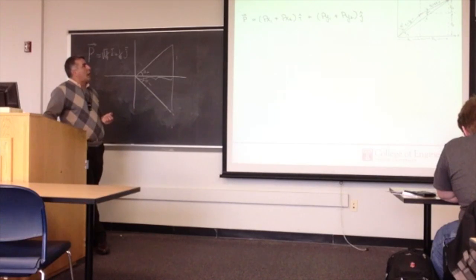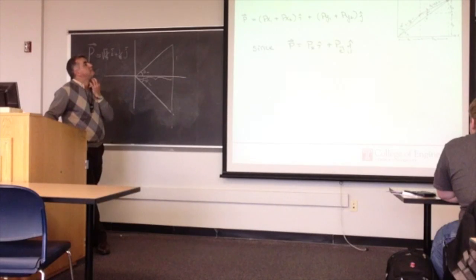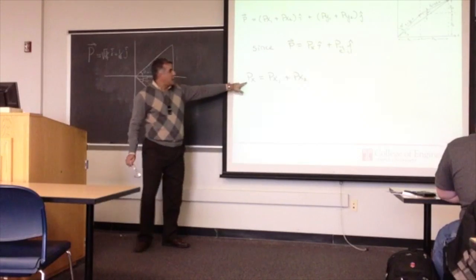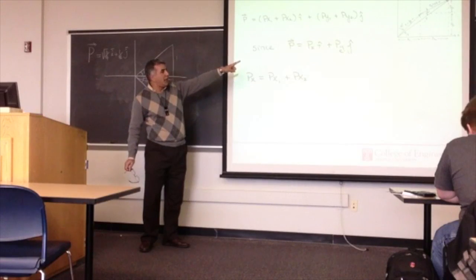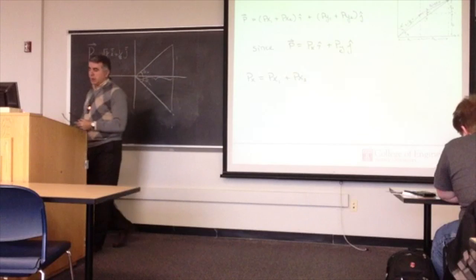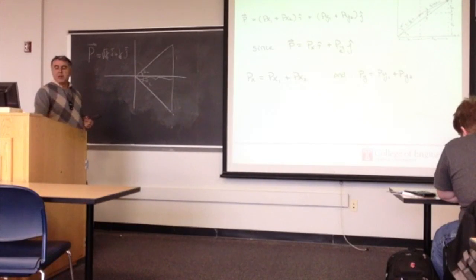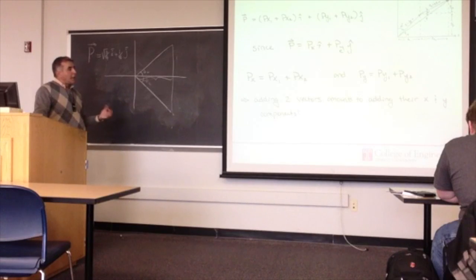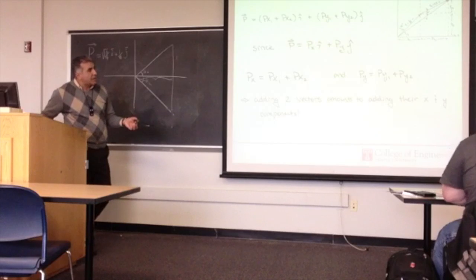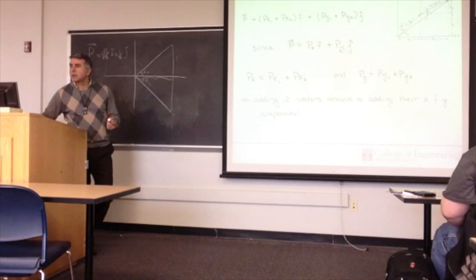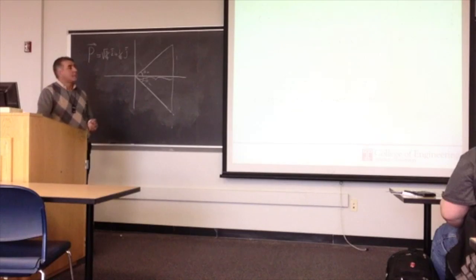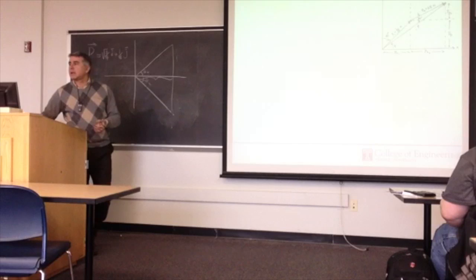So, do we have px1? In this case, px of the new vector, which is p, is equal to px1 plus px2, and py is py1 plus py2. So, the conclusion is adding two vectors amounts to adding their x and y components. If you have three vectors, same thing.